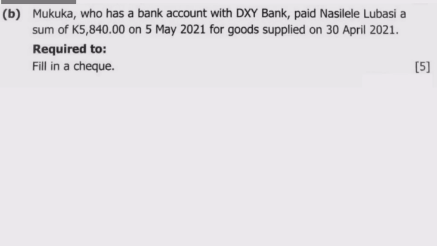Mukuka, who has a bank account with DXY Bank, paid Nasilele Lubasi a sum of 5,840 kwacha on 5th May 2021 for goods supplied on 30th April 2021. So what are we required to do? We are required to fill in a check. That is very simple. So without wasting your time, let's jump in and fill in a check.